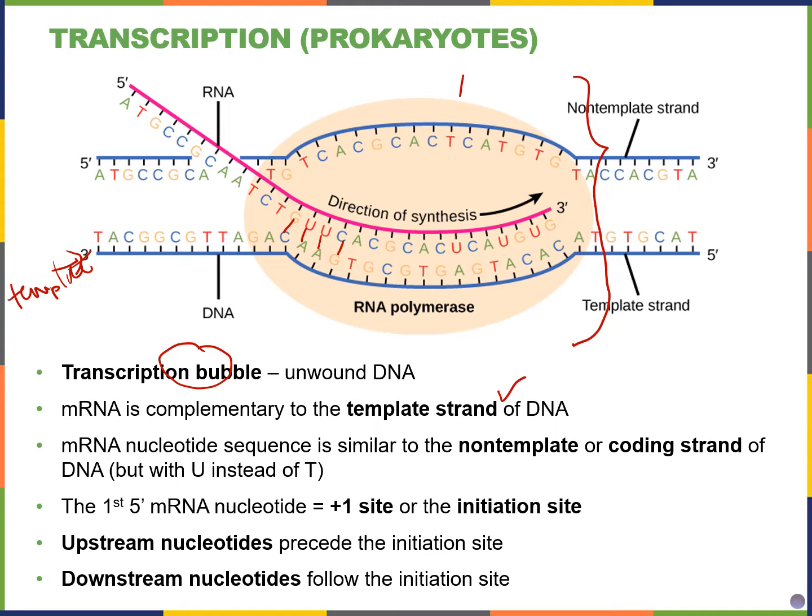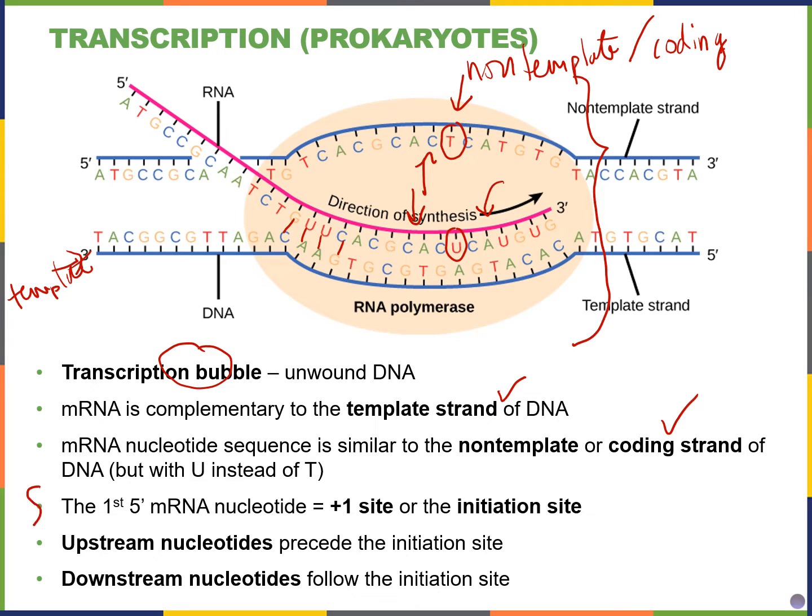The other strand of DNA is going to be known as the non-template. This is the non-template strand. And it's also sometimes called the coding strand, because interestingly, it's going to have a similar sequence to the messenger RNA molecule, except where instead of having thymines, we're going to see uracils. So if you look at the sequence of the non-template strand and the messenger RNA, it's almost identical, again, except T's are replaced with U's. All right, so that's that one.